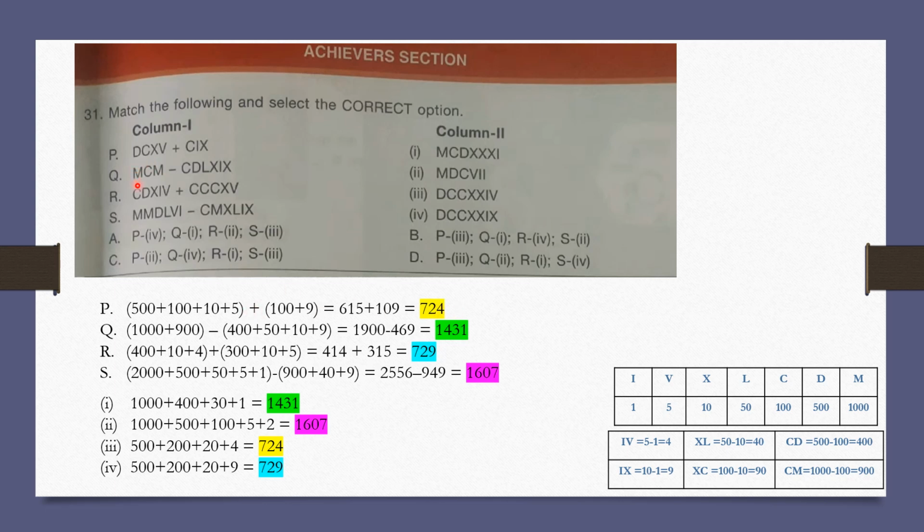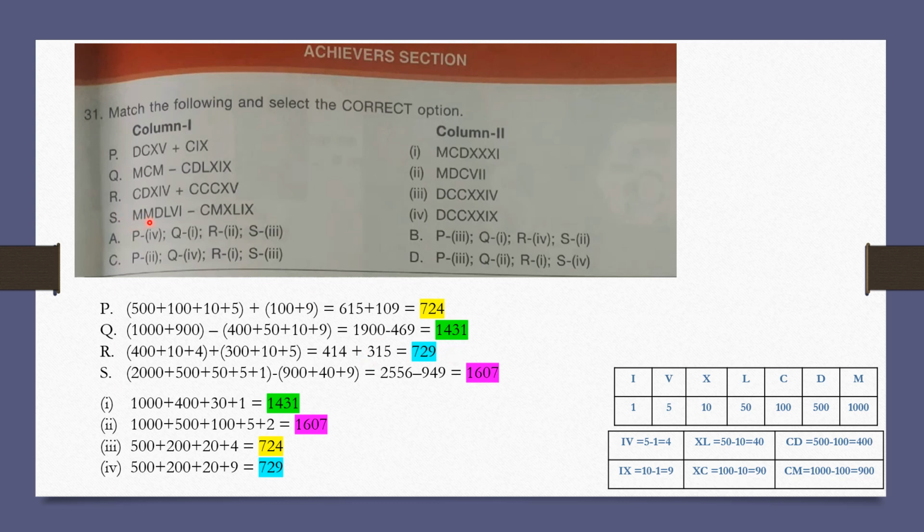Now let's see Q. M is 1000, CM is 900, minus CD is 400, L is 50, X is 10 and IX is 9. So we get 1431. Now let's see R. CD equals 400, X equals 10 and IV equals 4. Then triple C is 300, X is 10 and V is 5. So total is 729.